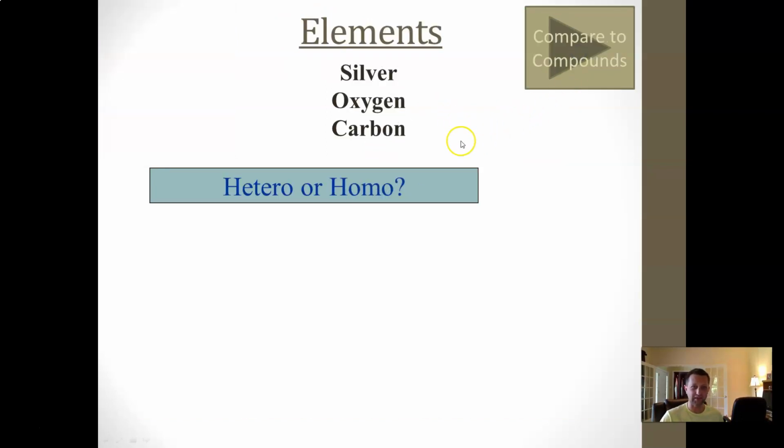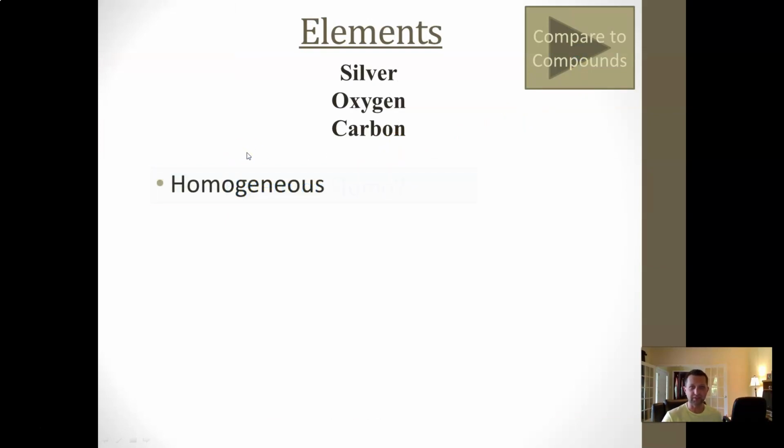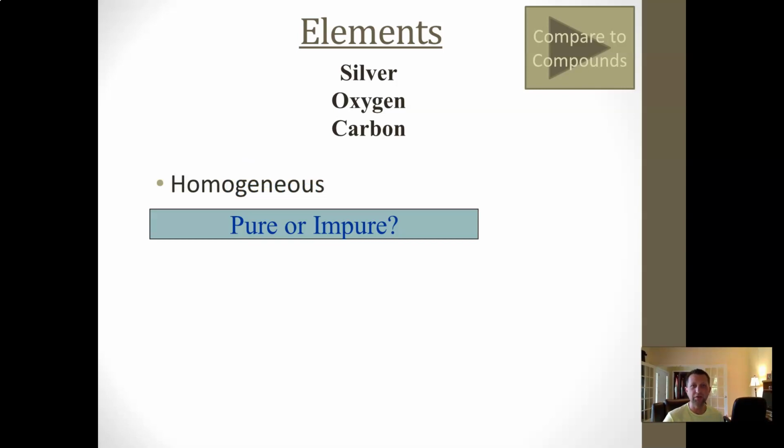Let's go back to elements and classify those as heterogeneous or homogeneous. So elements are homogeneous, and what does that mean? You might want to add this to your note sheet. Homogeneous means consistent throughout. Heterogeneous means inconsistent or not the same throughout. So if you took a hunk of carbon, a good example being a piece of charcoal, and sliced it in half, it would look consistent all the way through. Same thing with a bar of silver, or oxygen gas. It's the same throughout. So that's what homogeneous means.